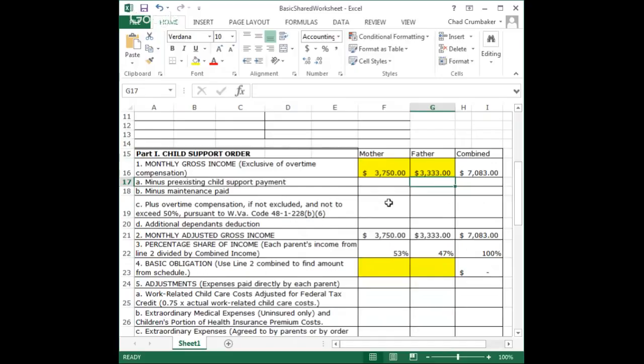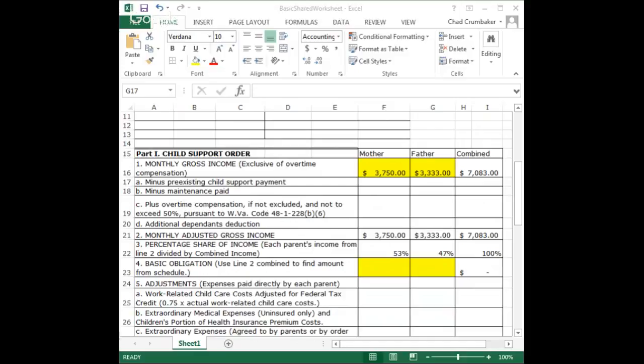Okay, so at this point, we need to come up with what is the basic obligation. We take line 2, and we come up with the combined income of the parties, of the family, right? That's what we do. We come up with the combined. We go to the statute, and we know what else about them? There are 2 kids.